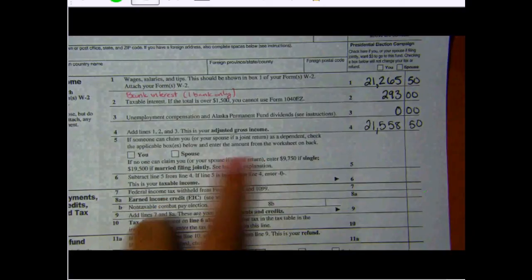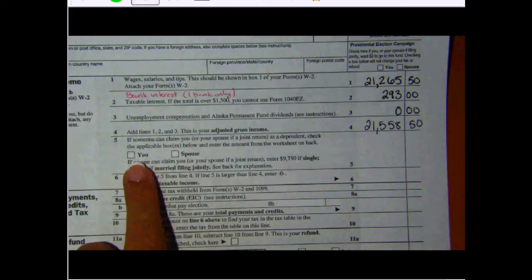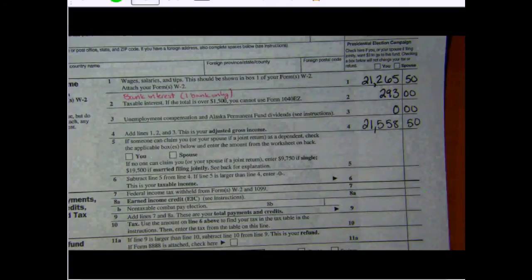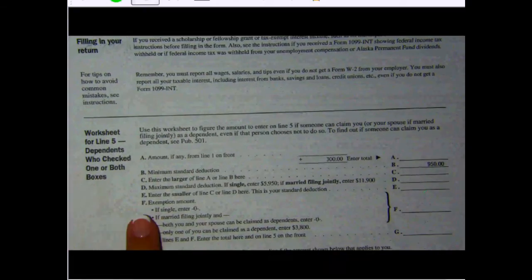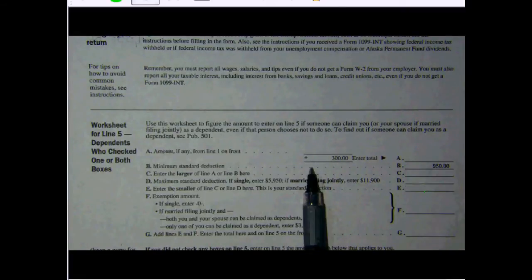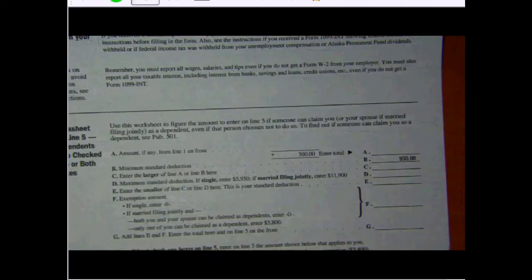Now, if somebody else claims you as a dependent, you check the box. So if somebody claims you, like your parents, say for example, still claim you, you would check the box, and then it says enter the amount from the worksheet on back. So if you look at the back, dependents that check this box, you put in your line 1 amount plus 300. Minimum standard deduction. Enter the larger of lines A or B here. You'd have to work out this worksheet.